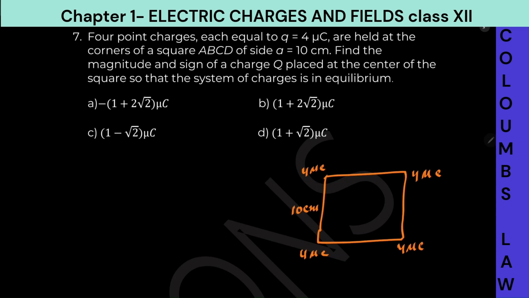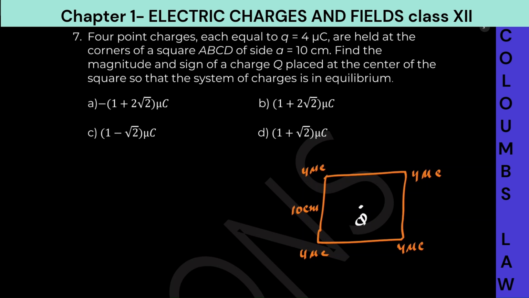Find the magnitude and the sign of the charge Q which is to be placed at the center of the square, so that the system remains in equilibrium. So this is just an extended version of the previous type which we have done, where we had 2 charges and we used to place the third one, right? Now here we are finding the resultant force.